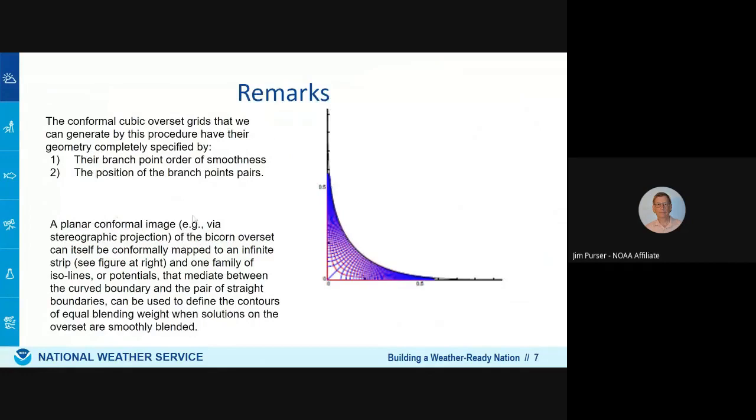The conformal cubic overset grid that we have generated by this process has a geometry completely specified by the branch point order of smoothness and the position of the branch point pairs along the respective edges of the cube. The planar conformal image, which is by a stereographic projection of the bicorn overset, this shape that I show on the right here, can itself be subjected to the solution of a conformal mapping to an infinite parallel strip, which allows you to get contours. The red contours in this mapping can provide the contours of a smoothing function for progressively blending and smoothing the solutions that come from both sides of the grid.